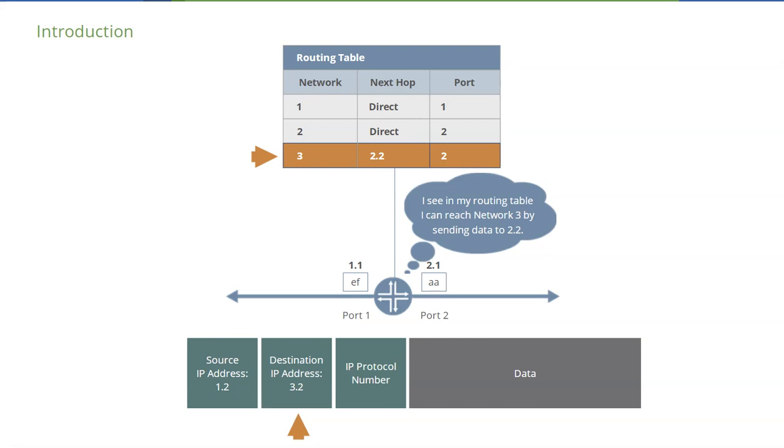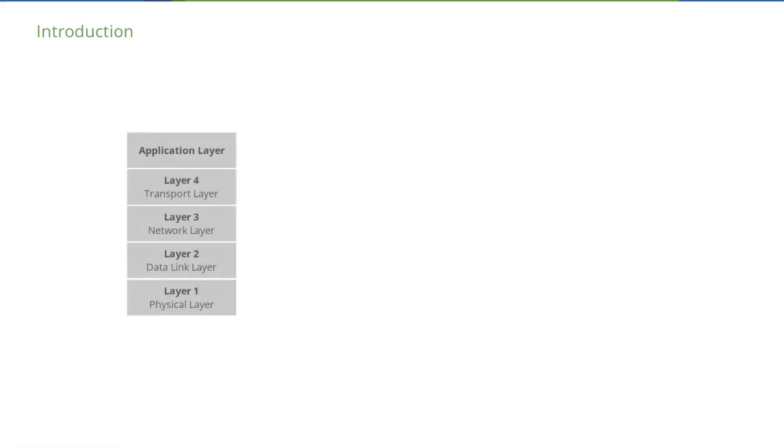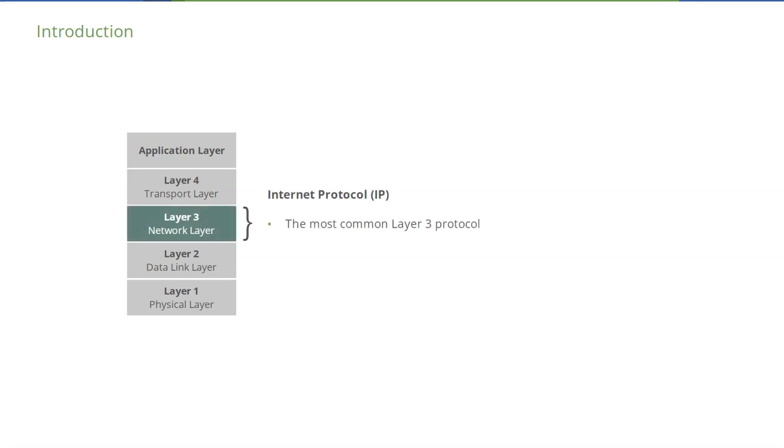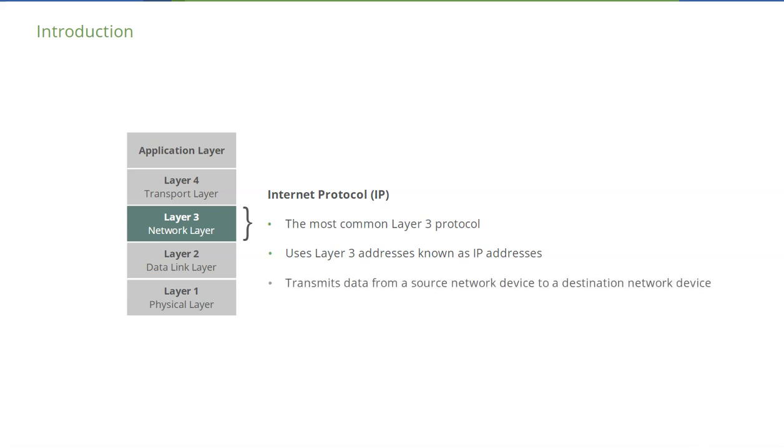The Internet Protocol uses these addresses to transmit data from a source network device to a destination network device. IP also performs other services such as fragmentation and reassembly of data or datagrams for transmission over networks with different maximum data unit sizes. We'll cover these functions in more detail later in this section.